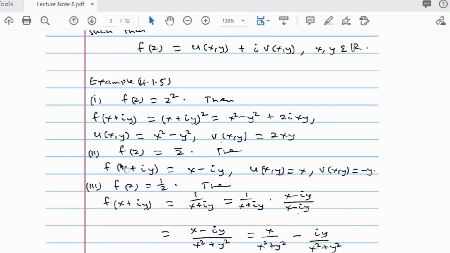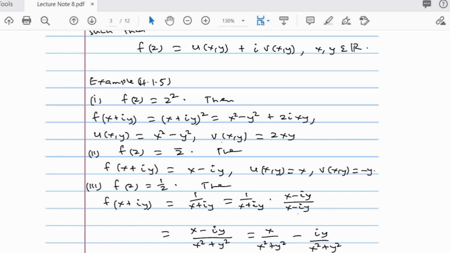Okay, so let's take another example. You have f(z) equal to the conjugate of z. z bar means the conjugate of z. So replace z with x plus iy, and f(z) is equal to the conjugate of z, which is x minus iy. So the real part becomes x, and the imaginary part becomes minus y. So we still try to write it in this form. This tells you that every complex function has a real part, which is u of x comma y, and an imaginary part, which is v of x comma y.